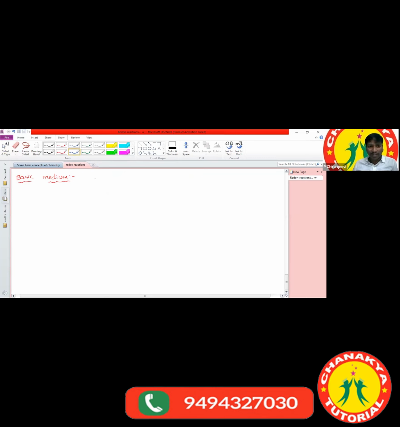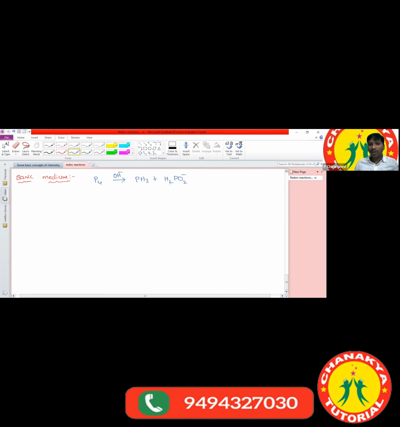Let us see. First of all, P4 is converted into PH3 plus H2PO2 minus. So this is the question they had given. The reaction is carried out in presence of basic medium. So what are the stoichiometric coefficients of the given reaction?